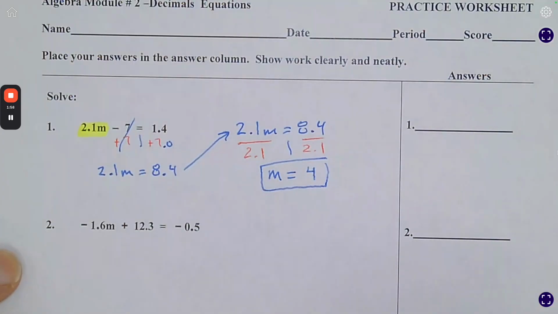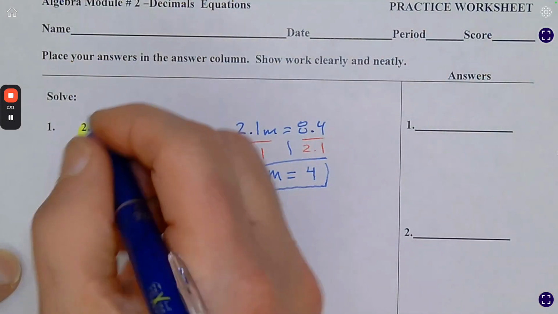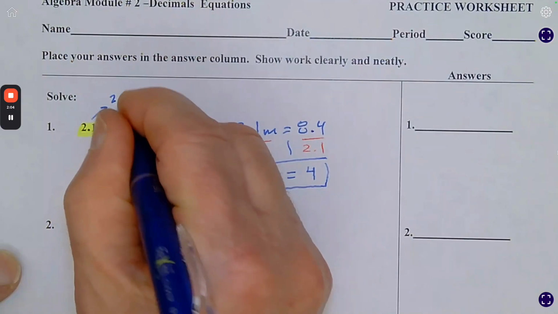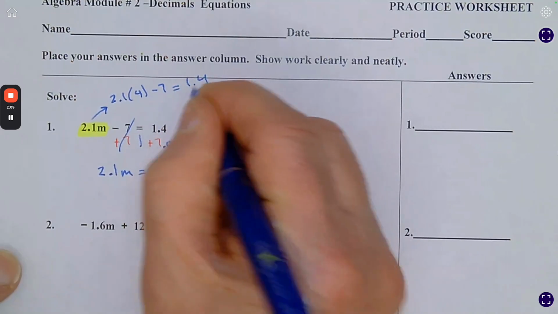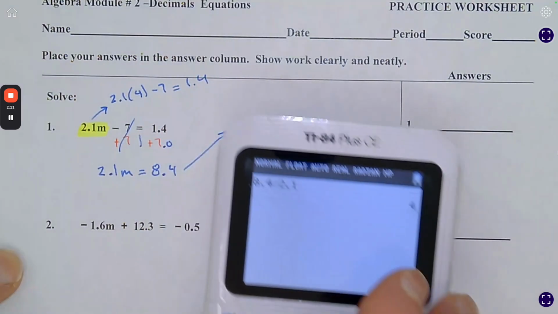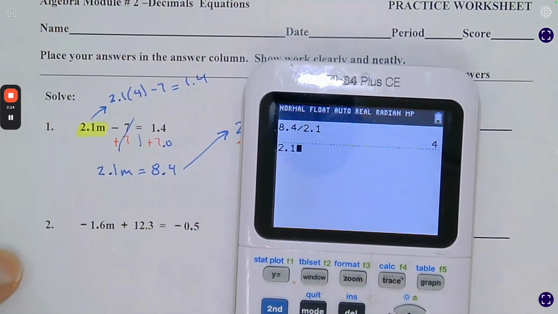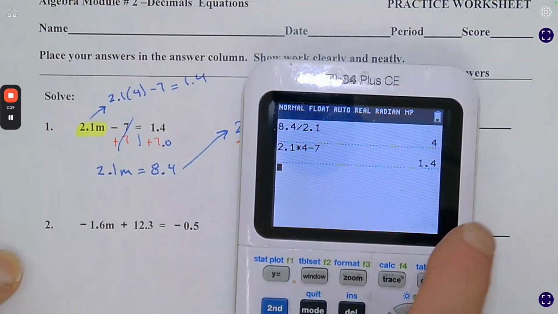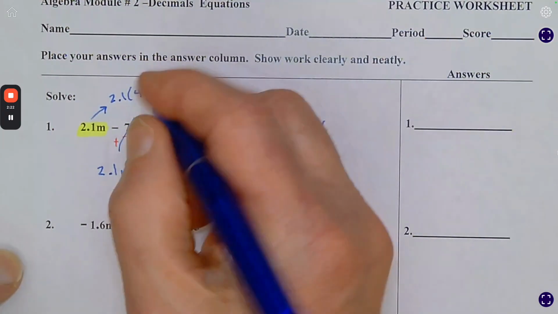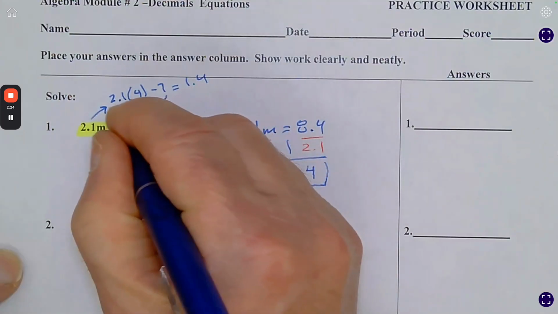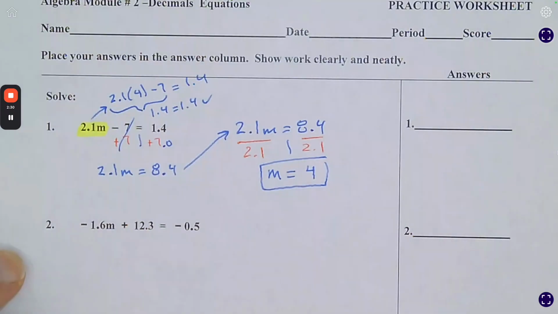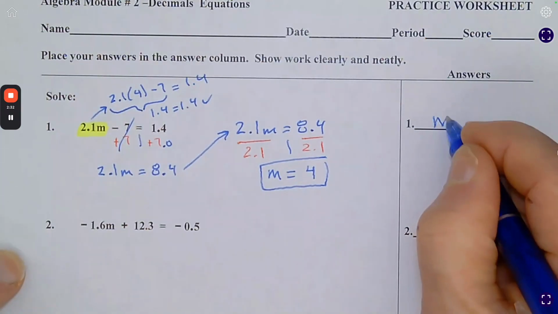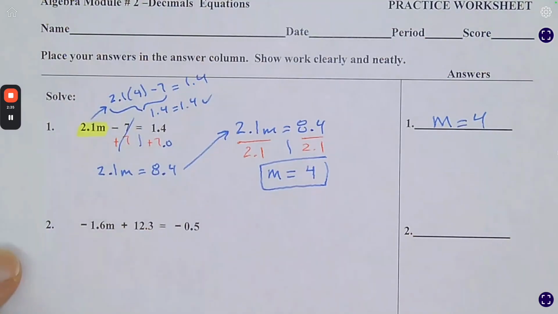Right? If you wanted to check it, you could go to the left-hand side of your equal symbol and put that 4 in. And when you simplify it, it should simplify down to 1.4. So I'm going to do 2.1 times 4 minus 7. And notice how it simplifies to 1.4. So all of this simplified to 1.4 equals 1.4. Boom, and that's true. So that checks. I'm going to put it in the answer column this time. M equals 4. All right, let's do it again.